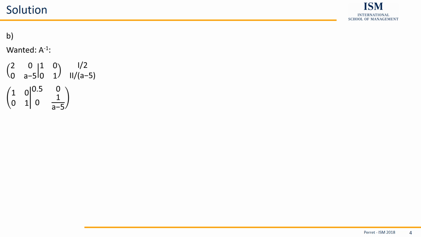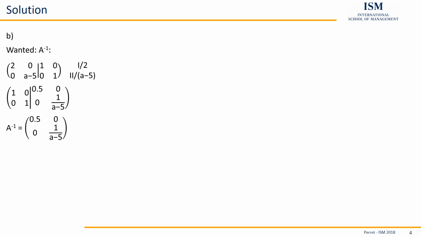This then will look like this. So we see we achieved our goal. The left side matrix is the unit matrix. So this means the matrix on the right is the one we wanted. That's the inverse of A. So here we can say that's our inverse of A. So we've done the first step.